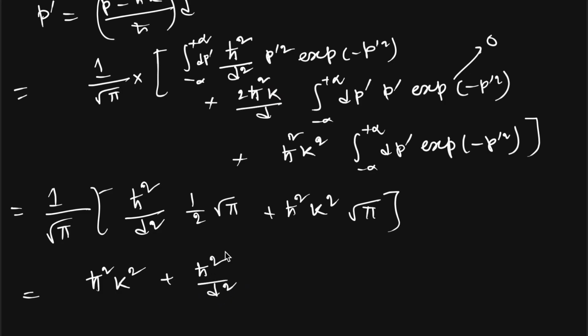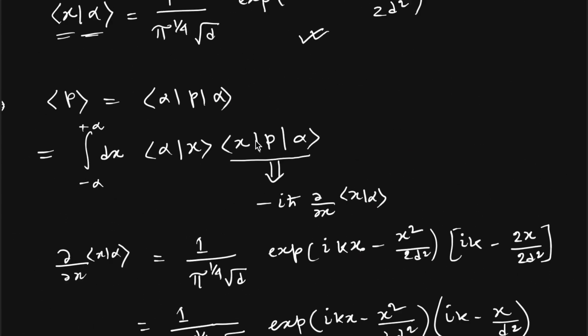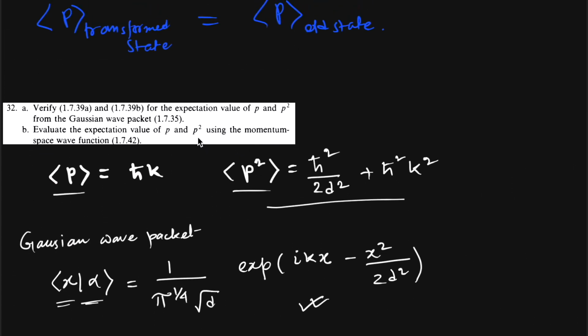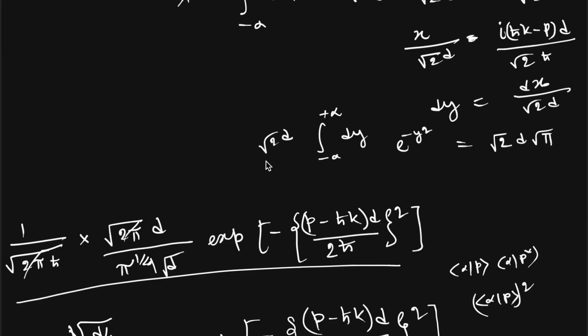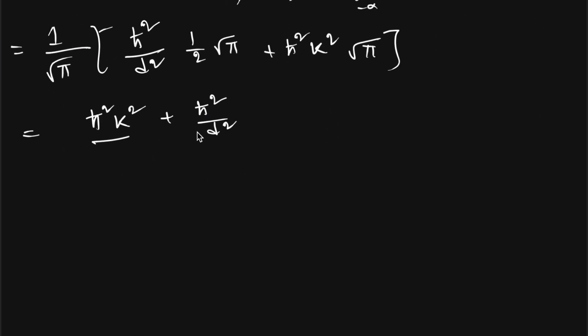So from here we again see that the expectation value of p square using the momentum space wave function is also h cut square by 2d square times h cut square k square plus h cut square by 2d square. So we have solved question 32. Now we'll solve question number 33.